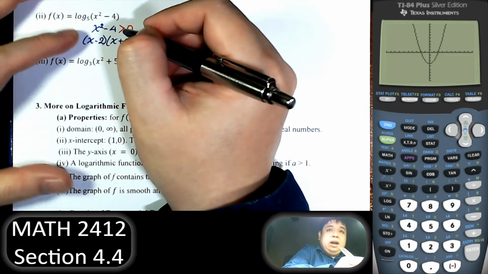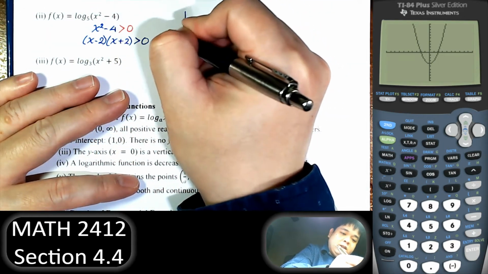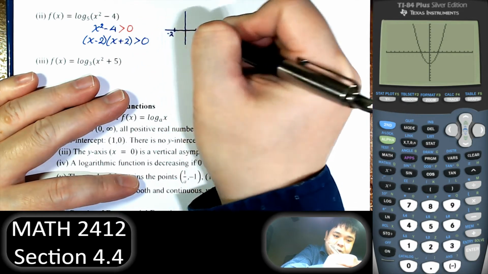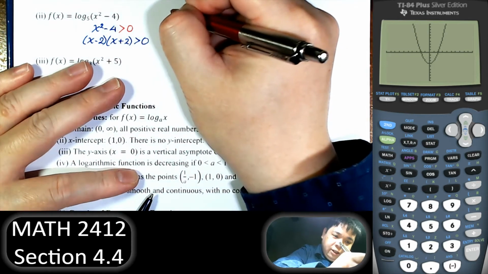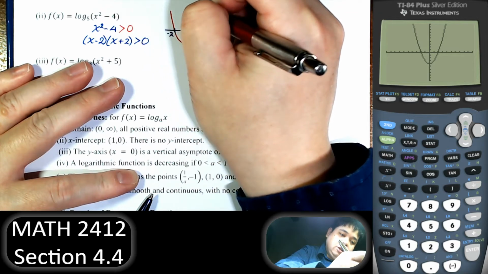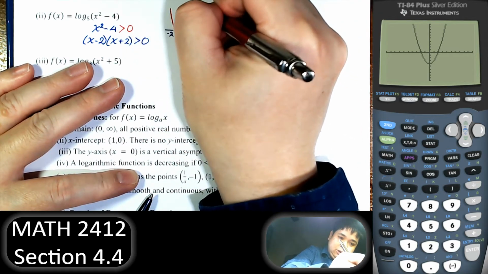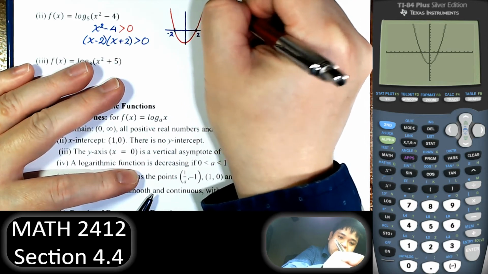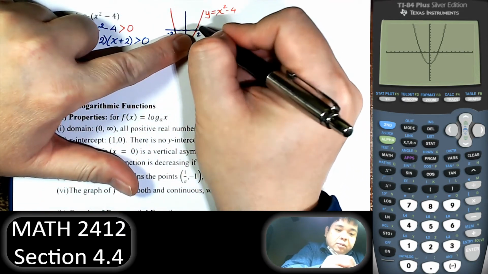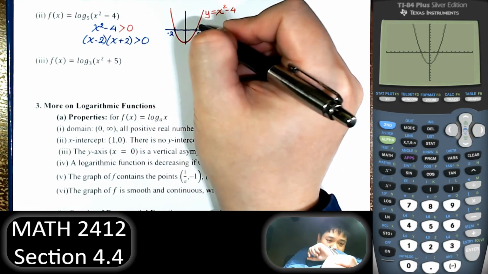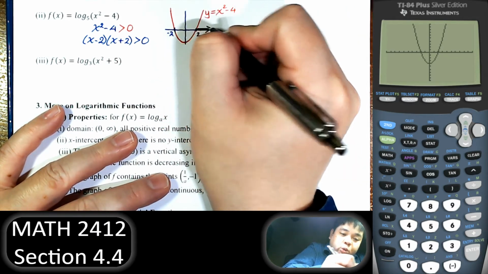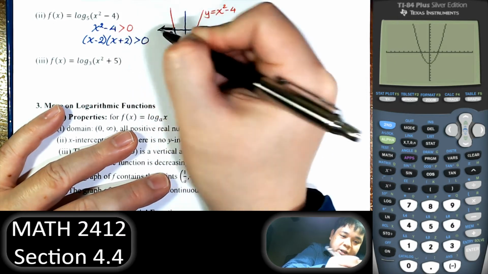And x squared opens up, so the graph goes through -2 and 2. So that is the graph. What we want is the graph to be positive, which means this portion of the graph is above the x-axis, so we want that part and this part.